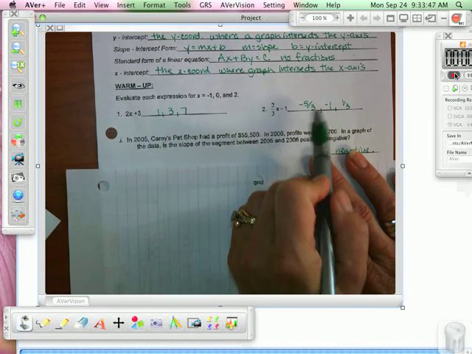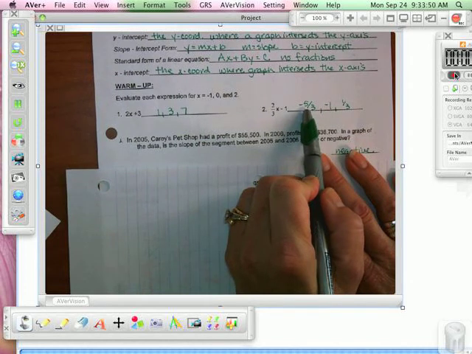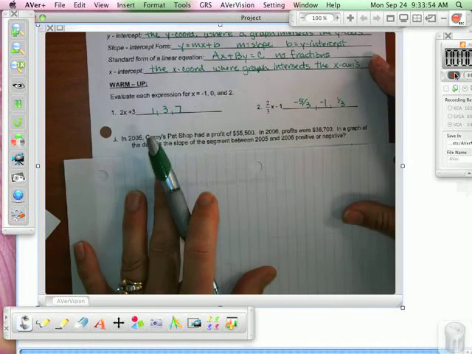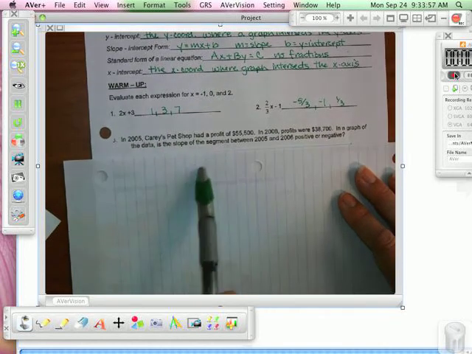Negative 1 and 2/3? Negative 1 and 1/3. And then this one, you really just have to look at it. Take a look.